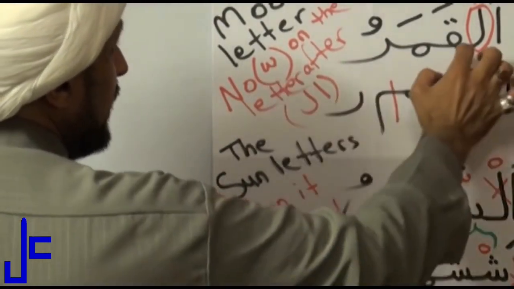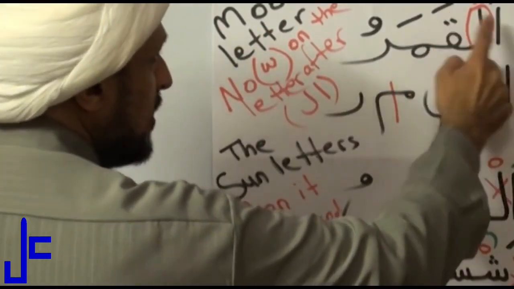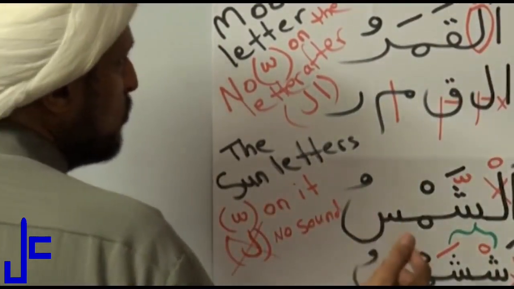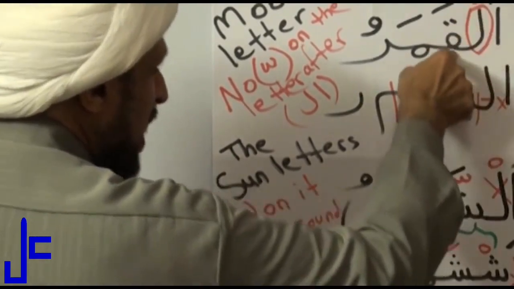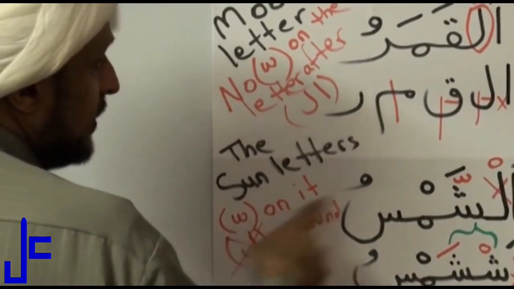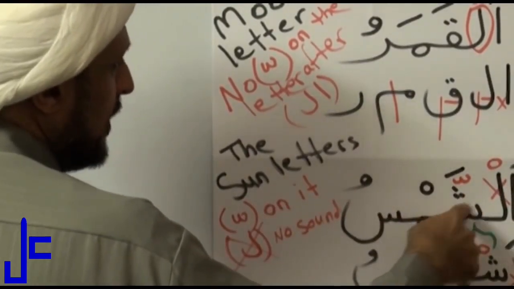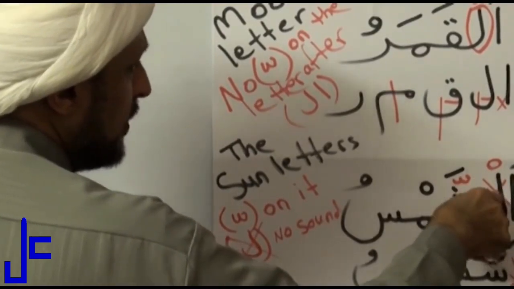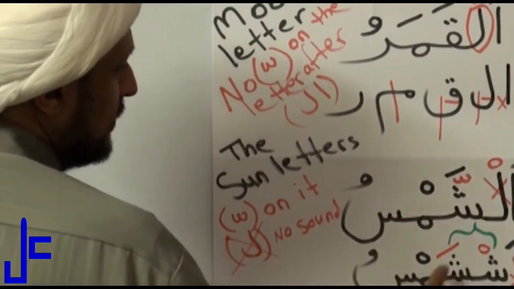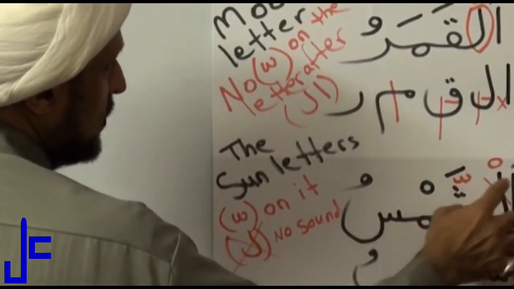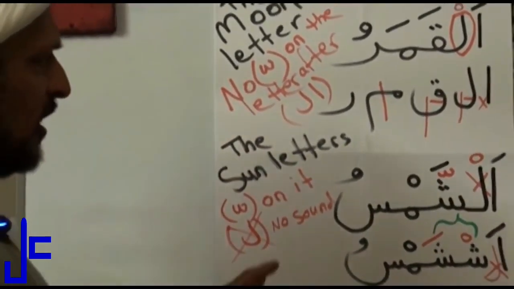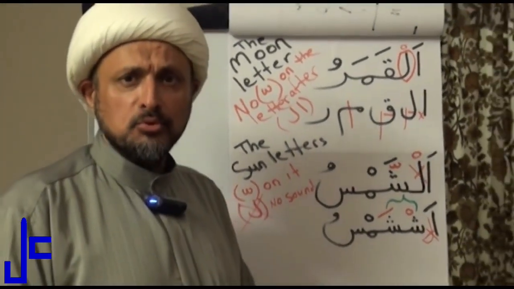But at this point, moon letters don't take a shadda, and with the article alif, like the moon, the lam is pronounced, al-qamar. In sun letters, there is a shadda on it, and the article alif's lam goes away. It becomes ash-shamsu. This is how you pronounce it, but this is how it is really written. Ash-shamsu. So this is something about sun letters and moon letters.